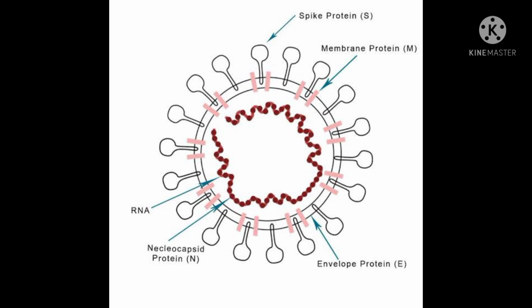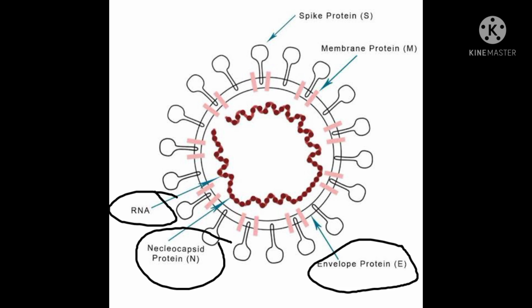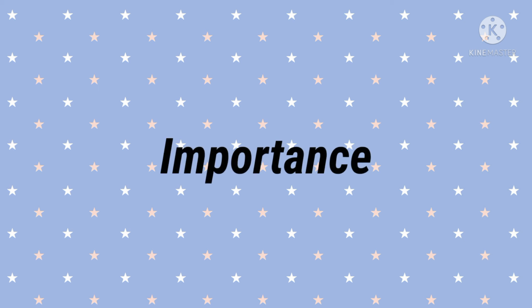They vary in shape. So viruses have a capsid, RNA, envelope, protein spikes, and membrane protein. Learning the structure of microbes helps in understanding how a microbe functions.